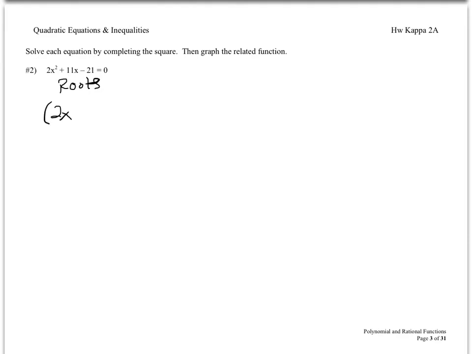Just like we started the other problems, we take the first two terms, group them together, put a space after the second term because we have to complete the square there, and then put our constant out by itself, leave another space, and then put it equal to 0. Once again, to complete the square, the lead coefficient is supposed to be a 1. This isn't a 1, it's a 2. So to fix that, we are going to factor a 2 out of what you see in the parentheses. Not out of the 21, but out of these two terms.